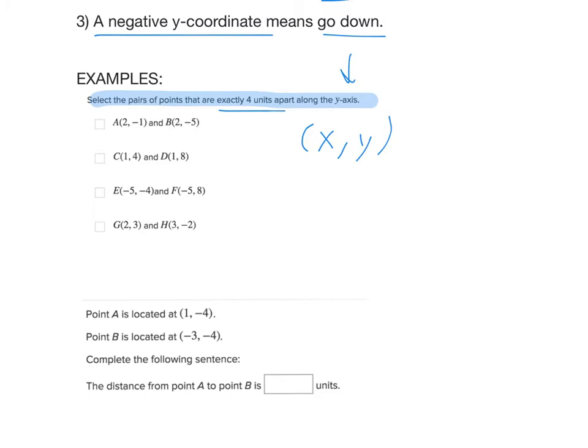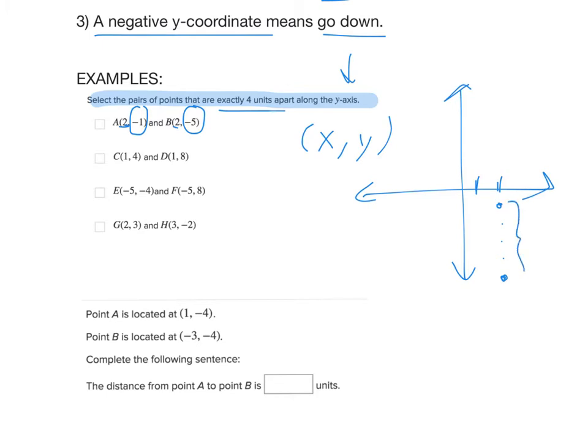So let's look at this first example. The y-coordinate is -1 and -5. Are those four apart? Is it 4 from -1 to -5? Yes, it is. And those 2 points are going to be exactly 4 units apart because their x-coordinate's the same. So I'm just going to put this one down as the example. I'm not going to draw the other ones. But 2, -1 would be over 2 and down 1, be right there. 2, -5 would be over 2 and down 1, 2, 3, 4, 5, which would be right here. There's exactly 4 spaces in between those.